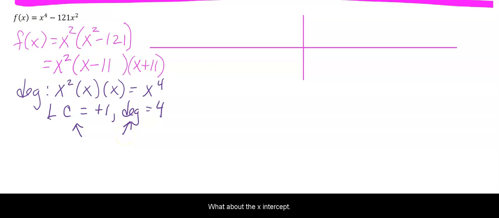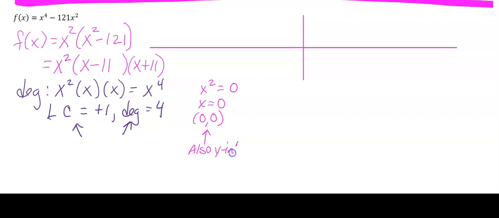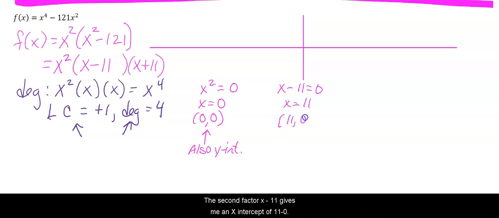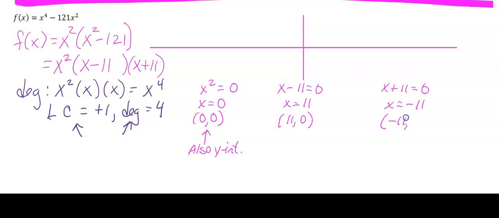What about the x-intercepts? The x-intercepts come from setting each individual factor equal to 0 and solving. If x squared is 0, then x is 0, which is the origin, (0, 0). This must also be the y-intercept. The origin is both an x and a y-intercept in all cases. The second factor, x minus 11, gives me an x-intercept of (11, 0). And the third factor, x plus 11, gives me an x-intercept of (negative 11, 0).